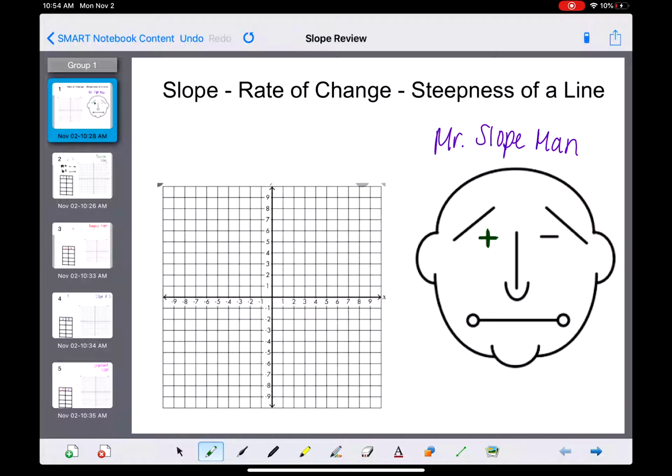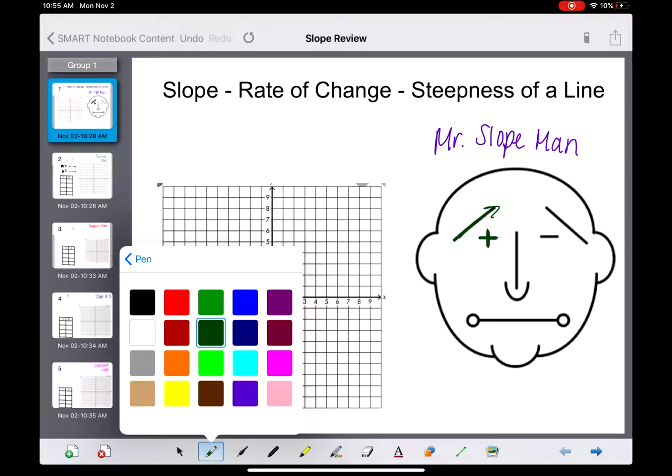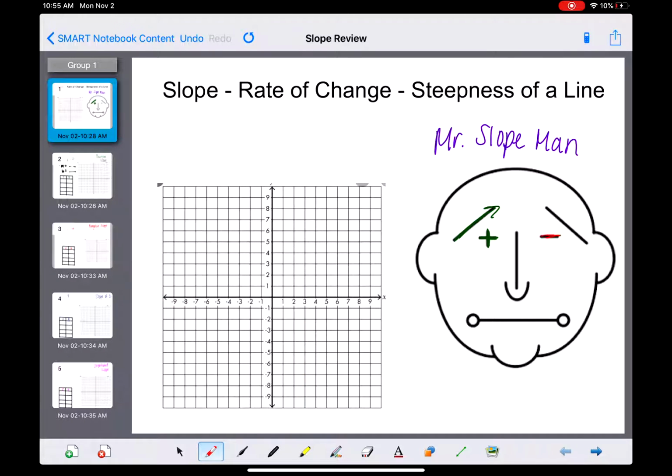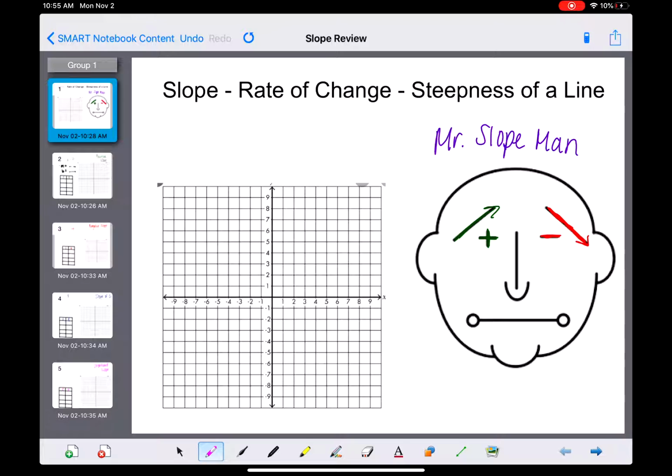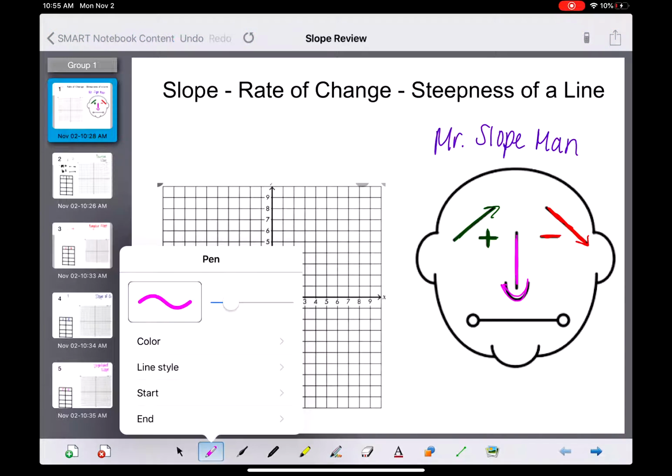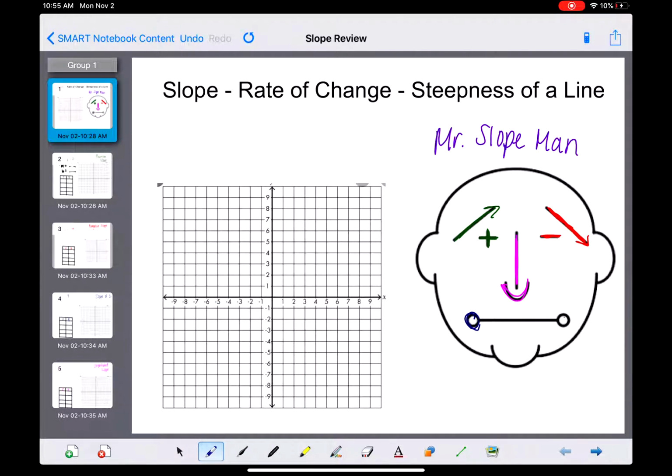It should be trending uphill. When the slope is negative, it should be going downhill. When our slope is undefined, we have a vertical line. And when our slope is 0, we have a horizontal flat line.